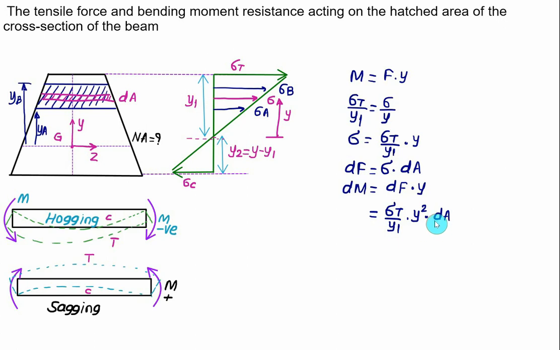Now this value of dA, you have to approximate as equal to a constant value of b into dm, and then you have to integrate this value of dm from y1, or from YA to YB. So you have to integrate this from YA to YB. In this fashion we can calculate the moment resistance for the given cross section, which is at distance YA and YB from the neutral axis.